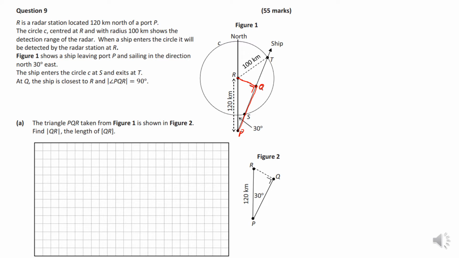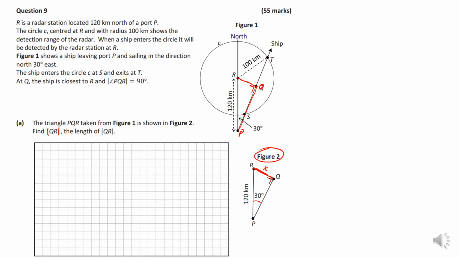So question A, the triangle PQR taken from figure 1 is shown in figure 2. Okay, find the length of QR. When these parallel lines are shown, it means the size, or the magnitude, or the length of. So we're looking for the length of this line from Q to R, and for simplicity we'll call it X. Okay, we know that we have 90 degrees at Q and that the angle at P is 30 degrees.